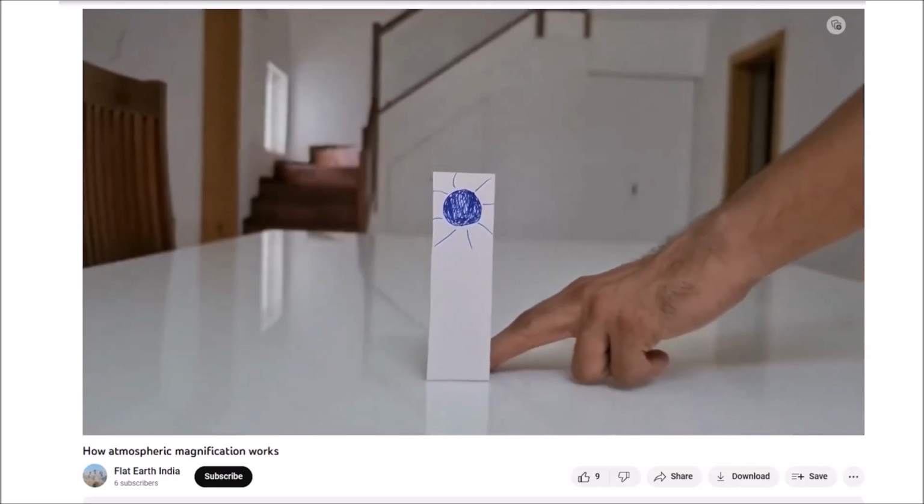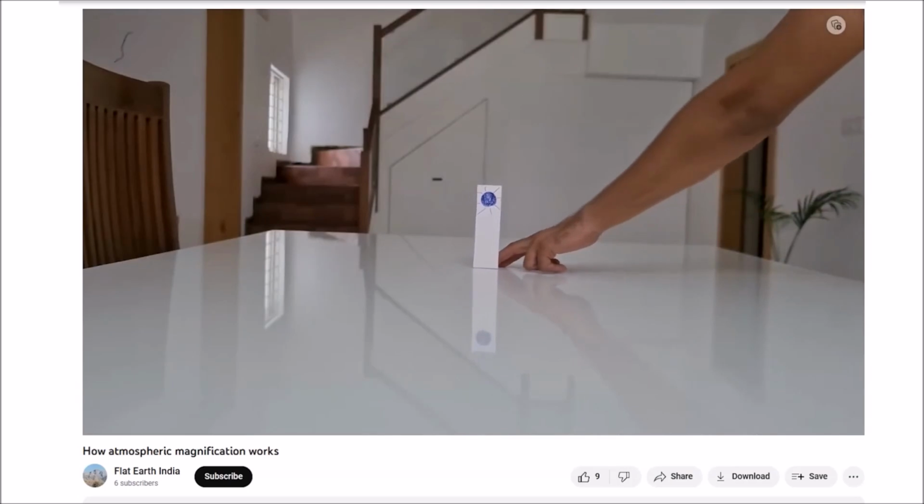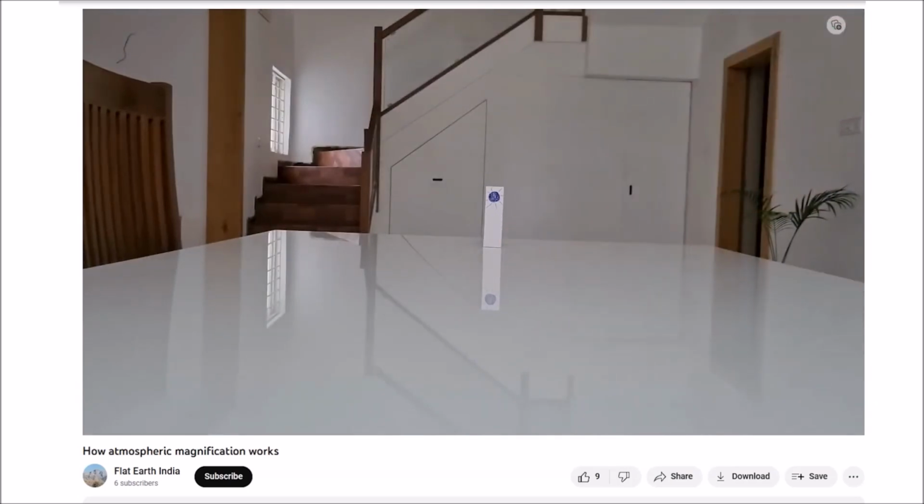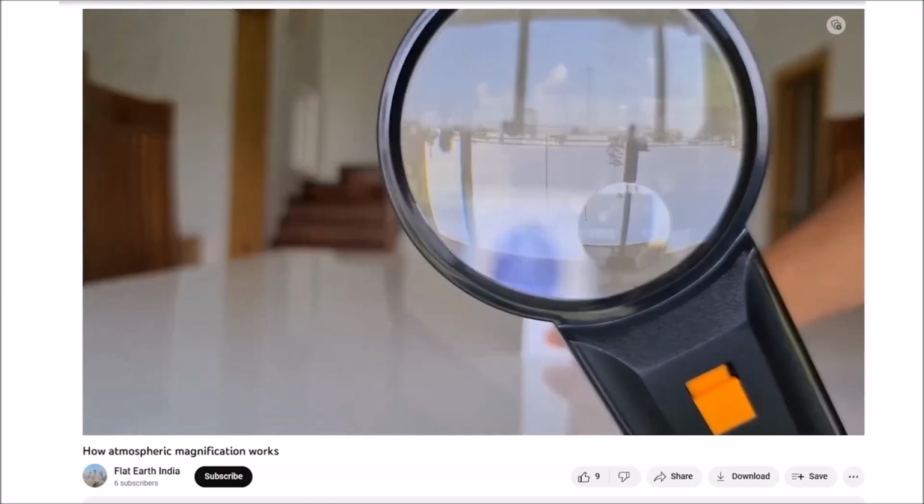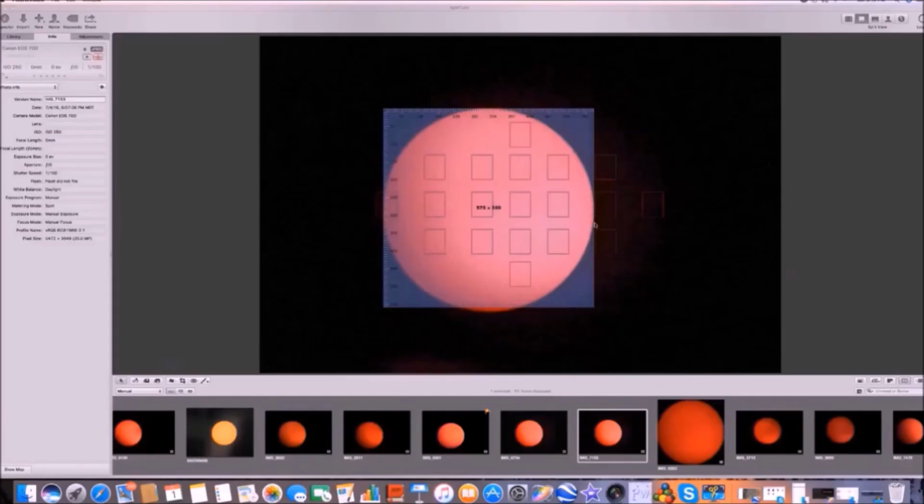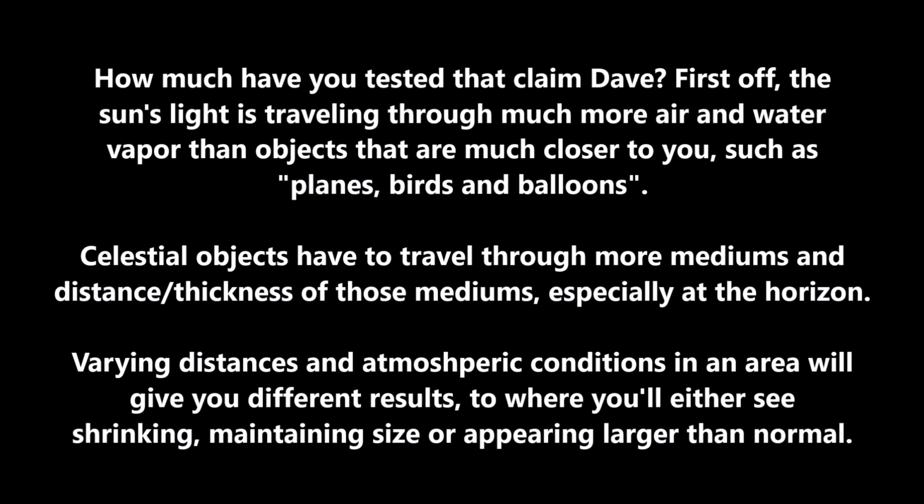Now, flat earthers have put this down to atmospheric magnification, claiming the Earth's atmosphere is magnifying objects more and more as they get further and further away, which causes them to always appear the same size. The first obvious problem with this, though, is why is it only happening to celestial objects? Why don't planes, birds, balloons, and everything else in the sky also stay the same size as they get further away? How much have you tested that claim, Dave?